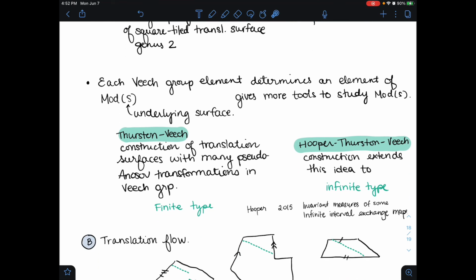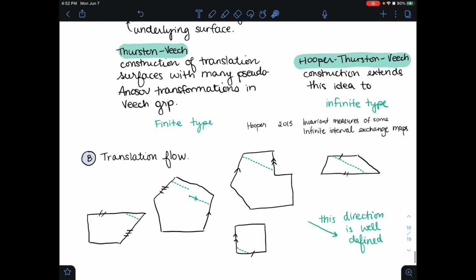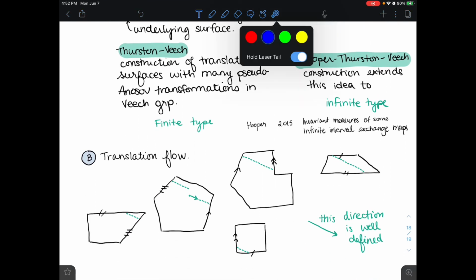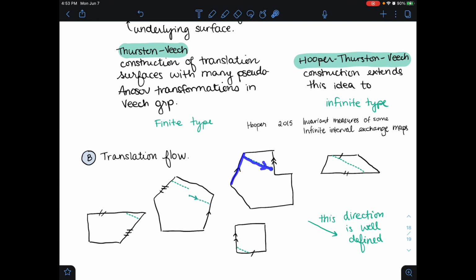Another thing you can do on a translation surface is look at the translation flow. So let's say you have a translation surface, and here's all the polygons with their identifications. You pick a direction and you pick a point on your translation surface, and it makes sense to travel in that direction at unit speed, and you just travel along until you hit an edge, and then you follow the edge identifications to know where you should travel next.